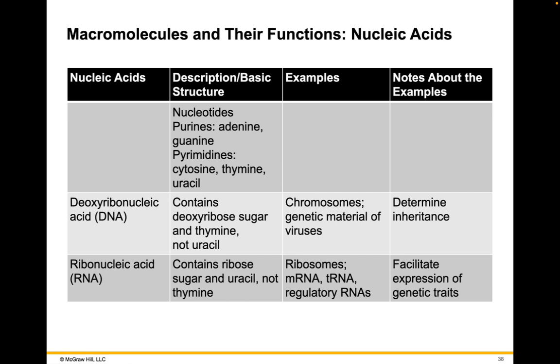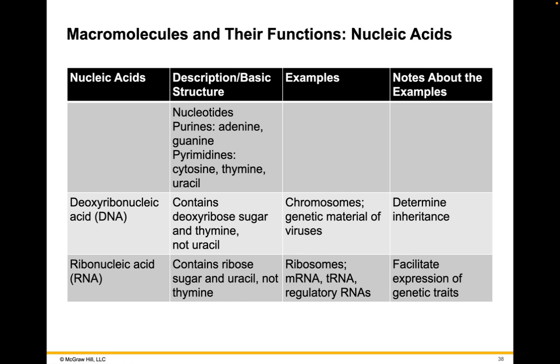That's how you know it's a sugar, right? We just learned that. So DNA, deoxyribonucleic acid, is a nucleic acid made of nucleotides with the sugar deoxyribose in it. Ribonucleic acid is also a nucleic acid made of nucleotides, but the sugar in the nucleotide this time is not deoxyribose, it is ribose.